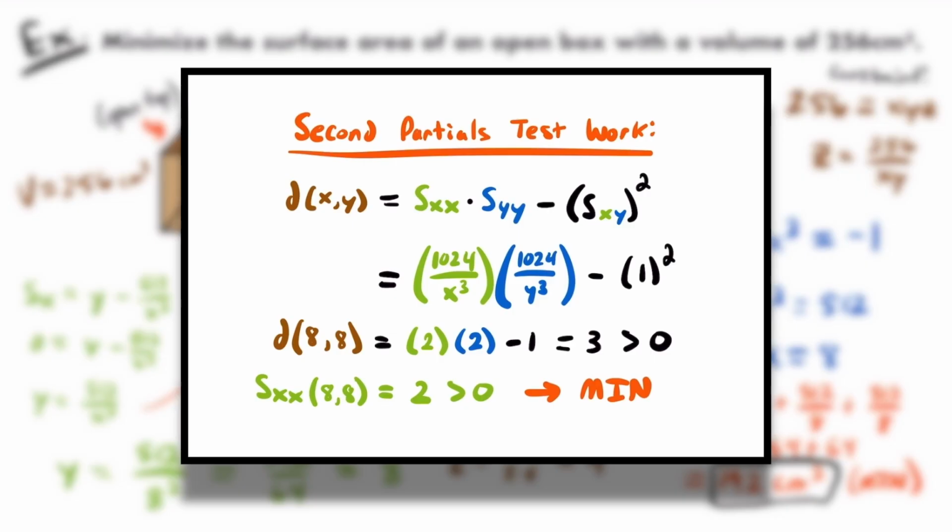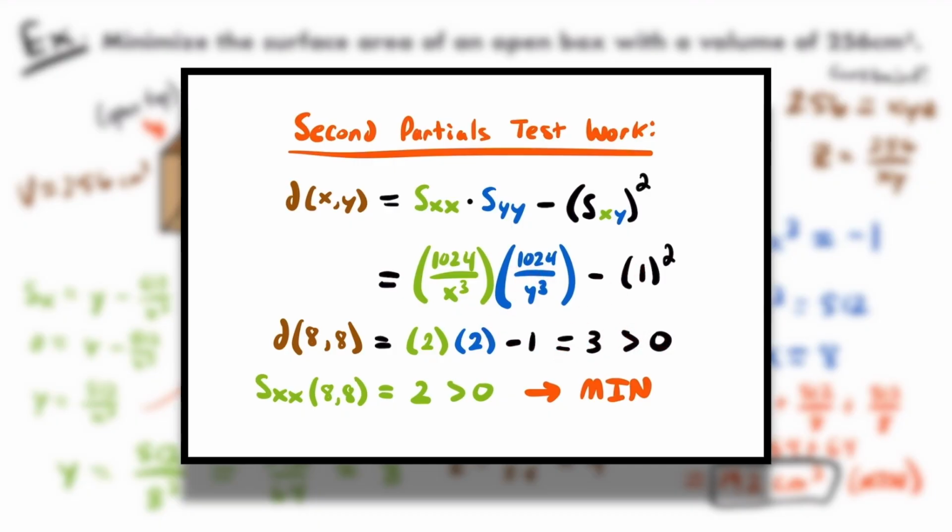We already learned how to do the second partials test in a previous video, but if you were to use it on this example, the formula for D would look like this, and if you found these 3 second partial derivatives, SXX would give you 1024 divided by x cubed, SYY would give you 1024 divided by y cubed, and SXY would be 1. And so plugging in the x and y values that we found, D of 8 would give you 2 times 2 minus 1, which is 3.